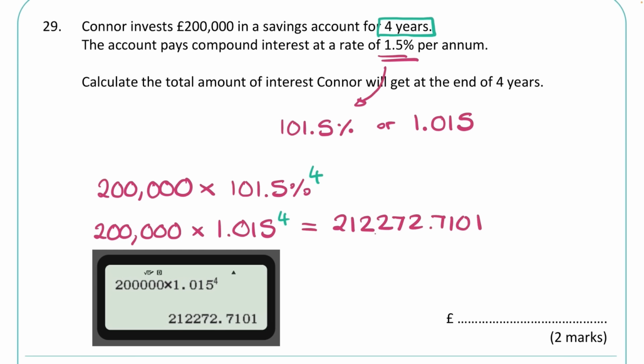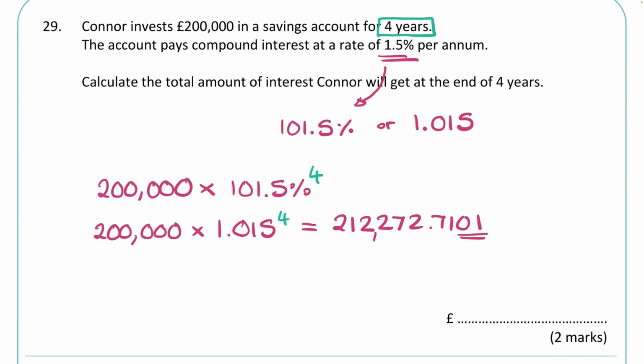212,272.7101. So that's £212,272.71. Now, we don't need to include these numbers at the end here. Our monetary system only goes up to the nearest penny. It doesn't matter if you round it up or down. Typically, they would round down in real life.